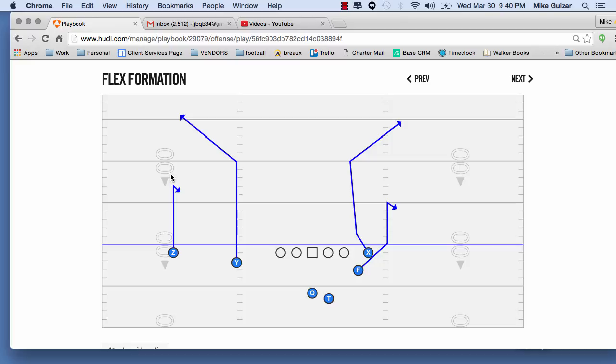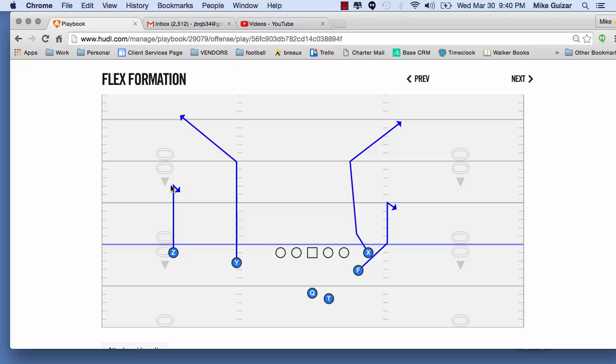If he runs with the Y on the flag, so he goes deep, we're taking the hitch. If he sits on the hitch and remains shallow, you go over the top to the Y. So the point of the smash concept is to read that corner. If he stays shallow, we're going deep. If he goes deep, we're throwing the hitch.